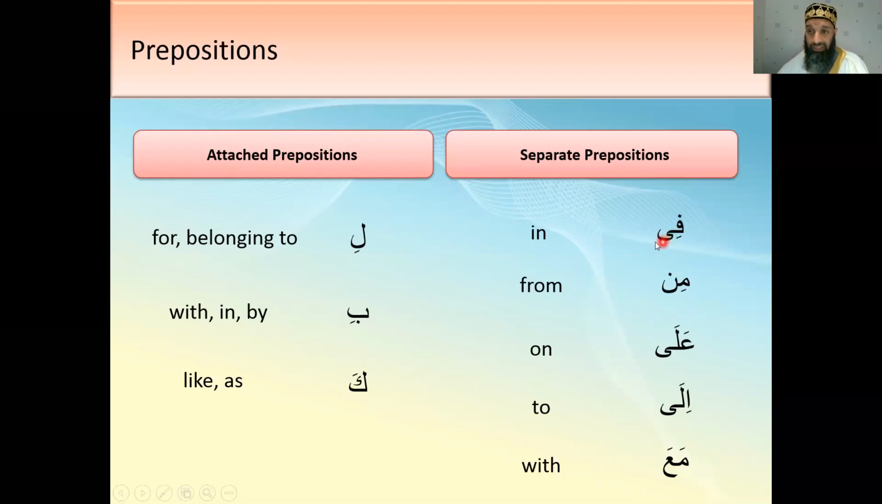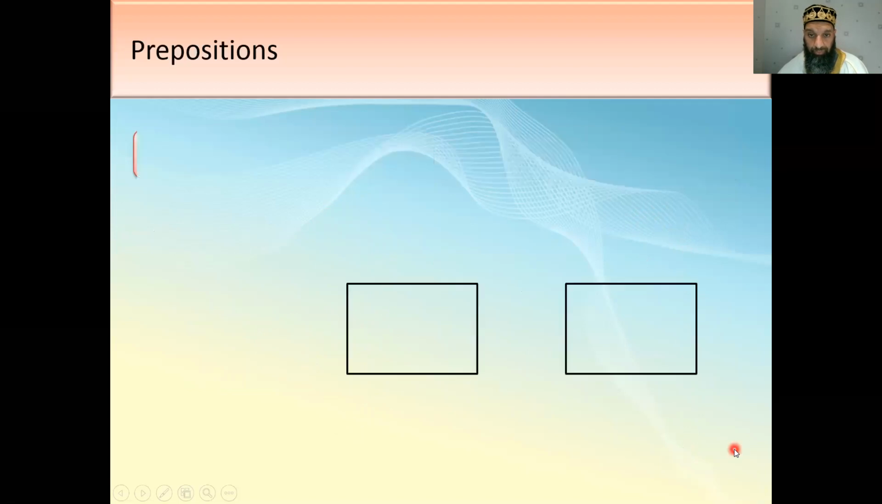So fi is a preposition. Min is a preposition. Ala, just a type of word. That's it. Just a type of word. These are separate. So you say fi masjidin, in a masjid, but these are attached prepositions. They attach onto the word itself. Lil muttaqin, bismillah, kal hijara. So these attach onto the words. These others are separate to the words, to the noun.